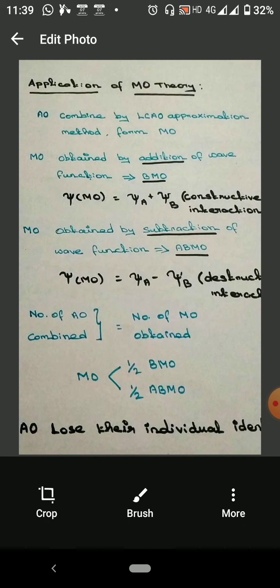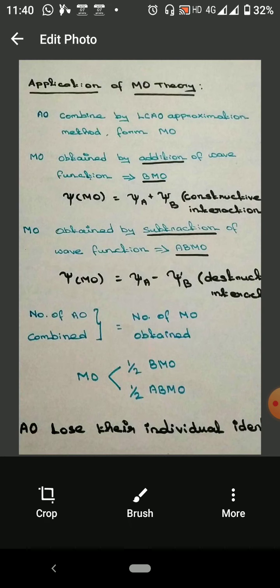That means constructive interaction forms bonding molecular orbitals. If the orbitals are obtained by subtraction of wave functions, the molecular orbitals are called anti-bonding molecular orbitals, and that interaction is called destructive interaction.